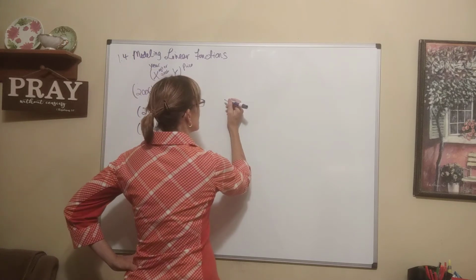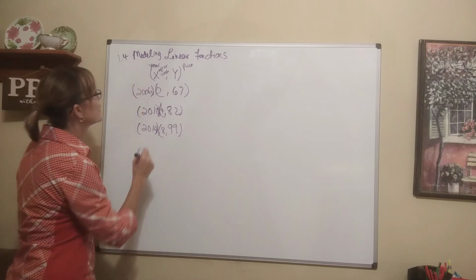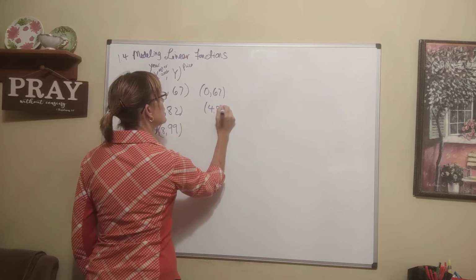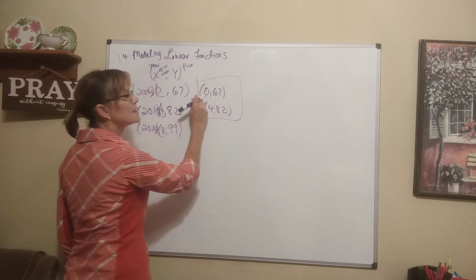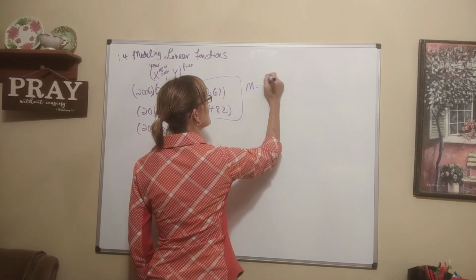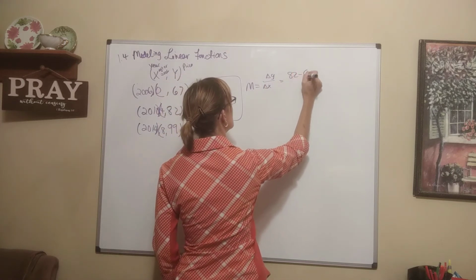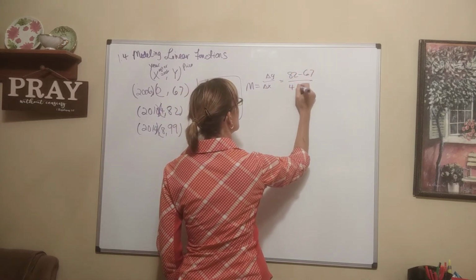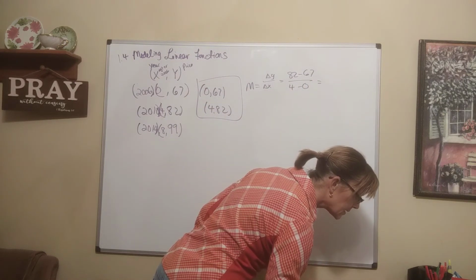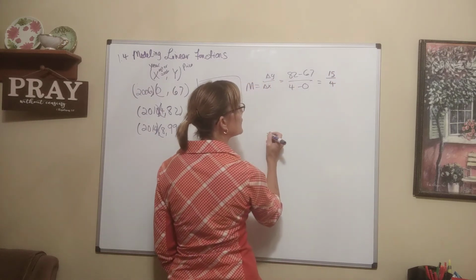So let's just say they said write a linear model, which means write the equation of a line. So let's choose 2 points. Here I'm going to clean this up. This is 0, 67. This is 4, 82. I'm going to choose these 2 points because this one has a 0 in it, and that makes the math a little easier. M is change in Y, rise, over change in X, run. So it's going to be 82 minus 67 over 4 minus 0. 82 minus 67 is 15. 4 minus 0 is 4. So the slope is 15 over 4.